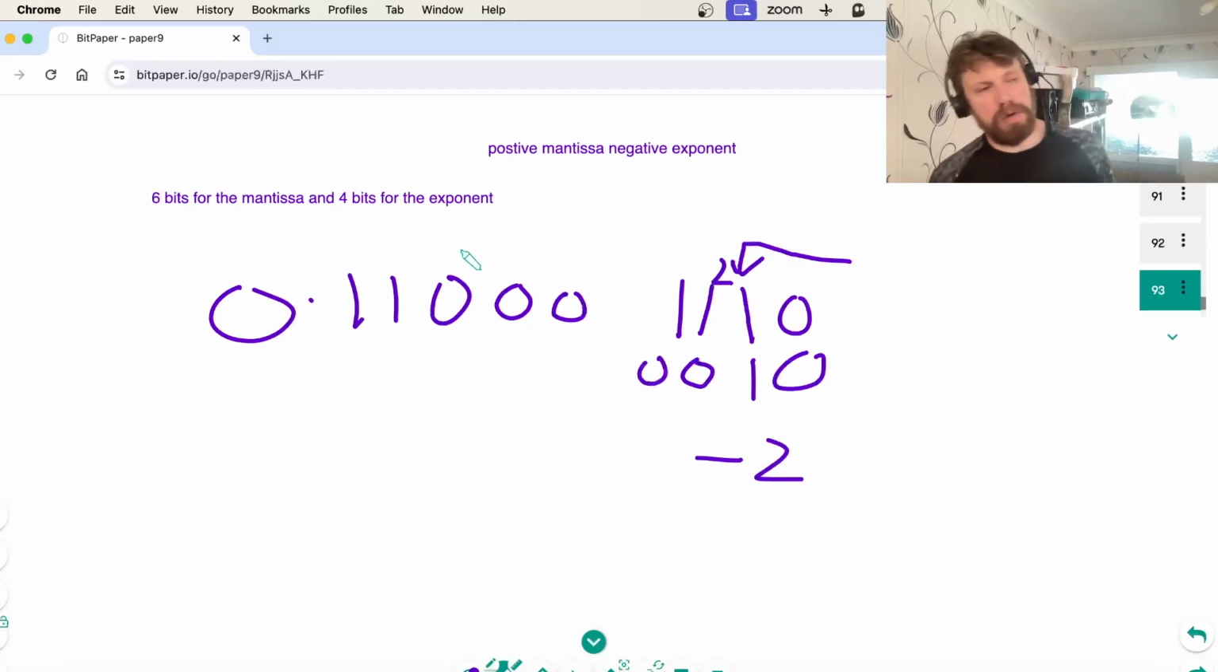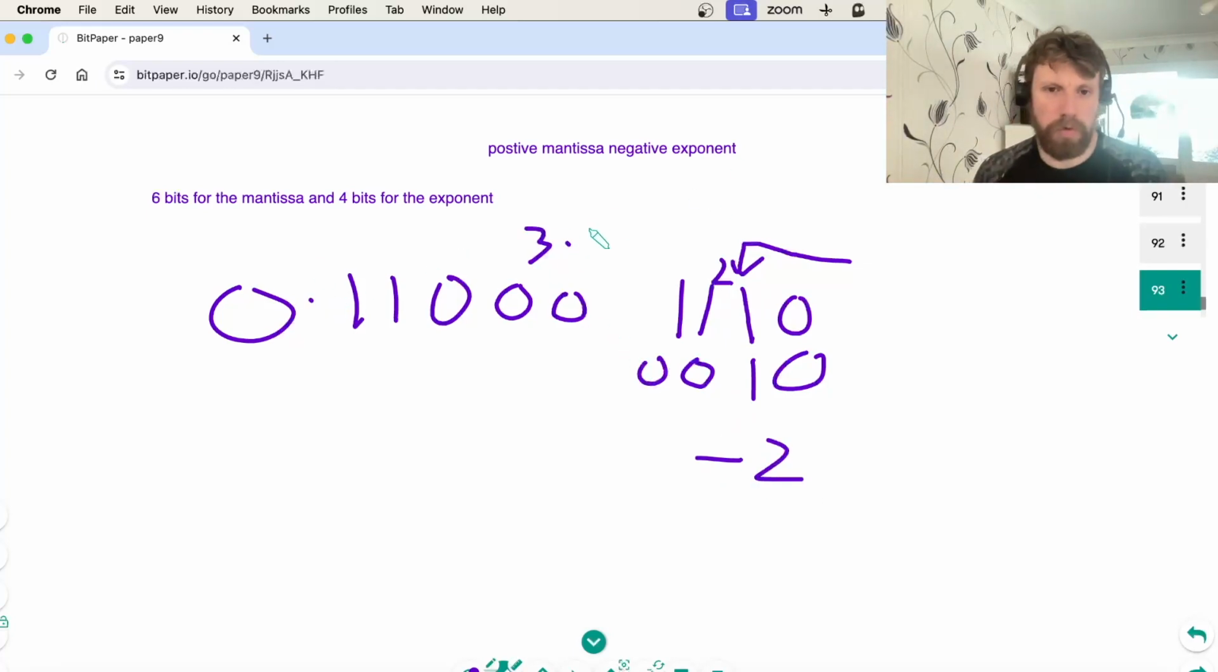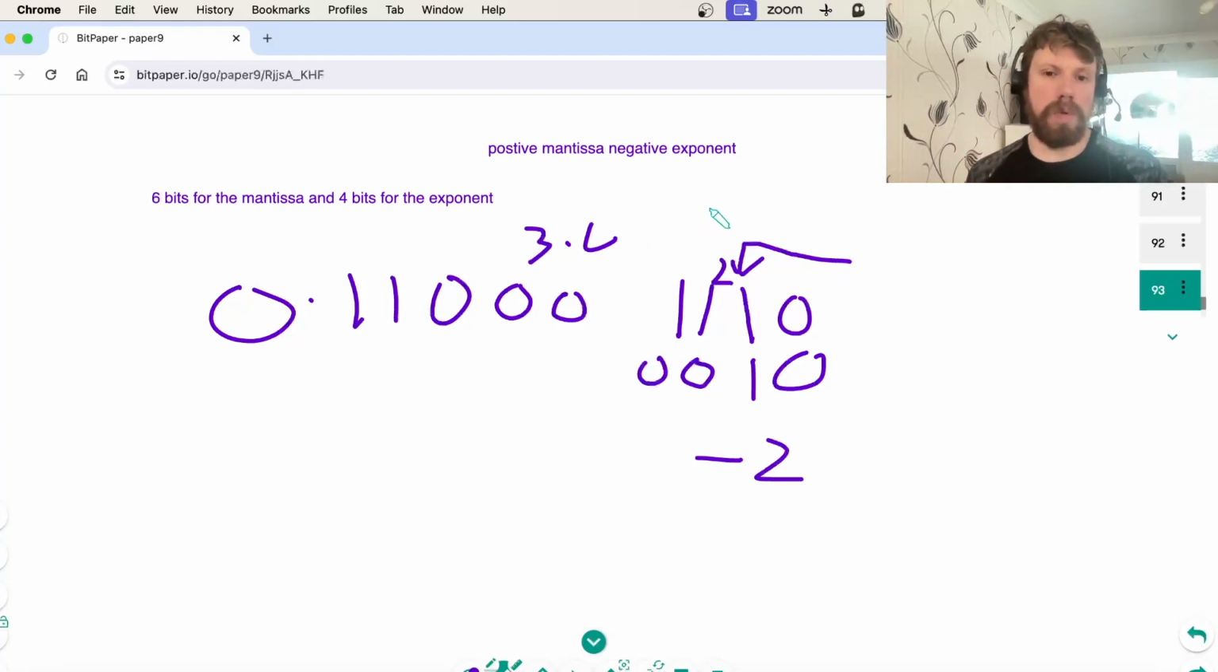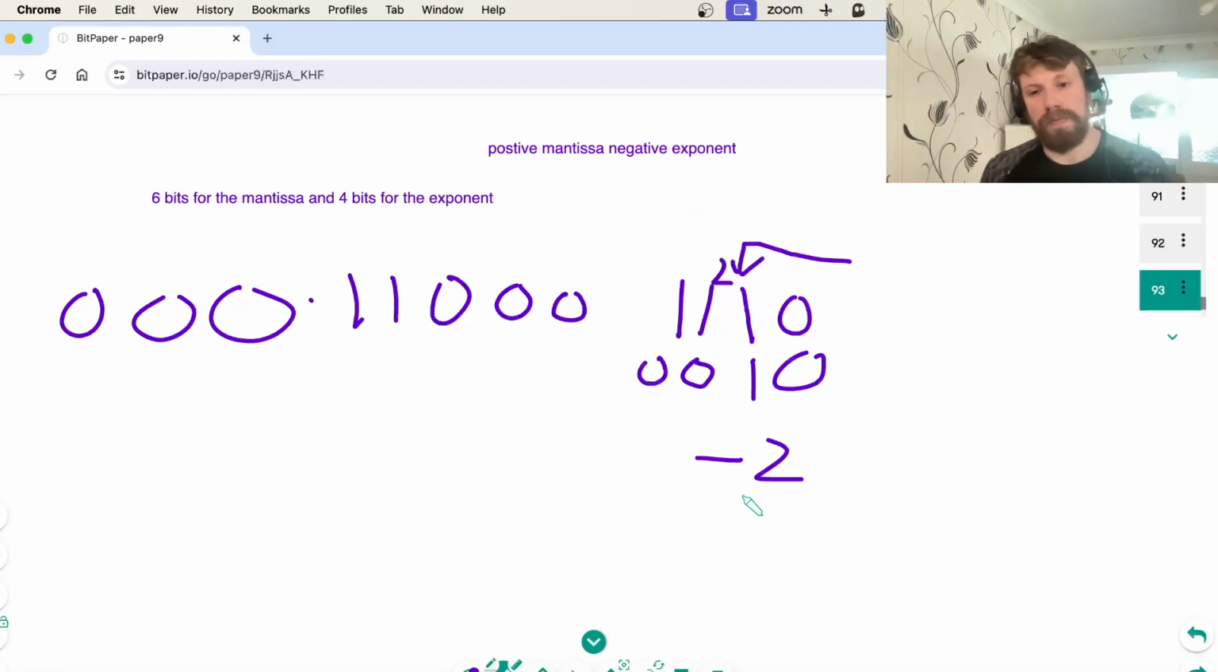Now, if we think about 3.4 times 10 to the minus 2, that makes the number smaller, doesn't it? It's the same situation in this one, where we need to make this number smaller. So we're going to put in a couple of zeros. This corresponds to the number: if this was a 4, you would add in 4 zeros. This is 2, so we're going to add in 2 zeros.